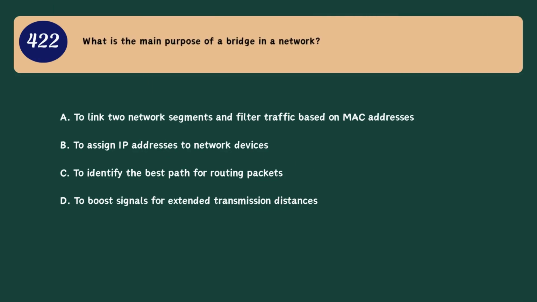Question 422. What is the main purpose of a bridge in a network? A. To link two network segments and filter traffic based on MAC addresses. B. To assign IP addresses to network devices. C. To identify the best path for routing packets. D. To boost signals for extended transmission distances.